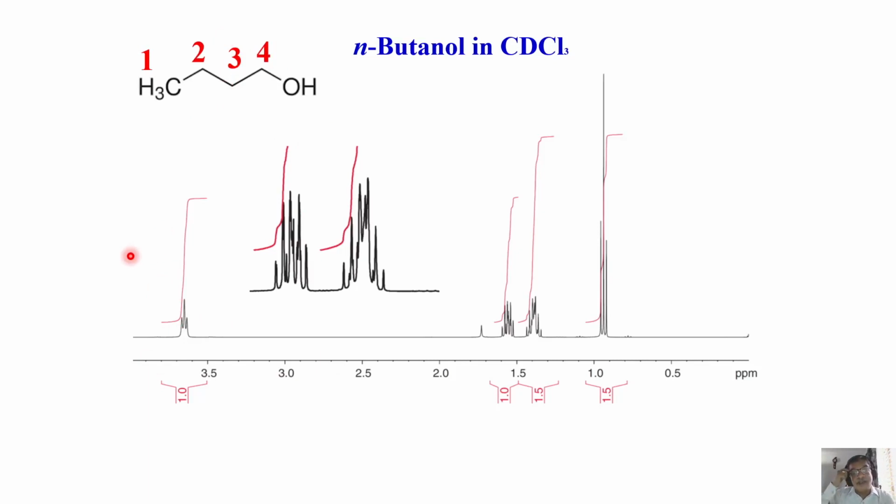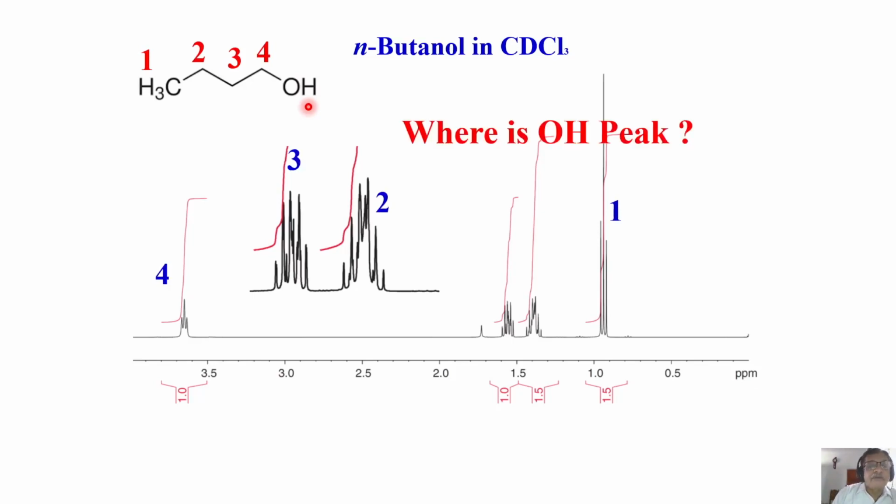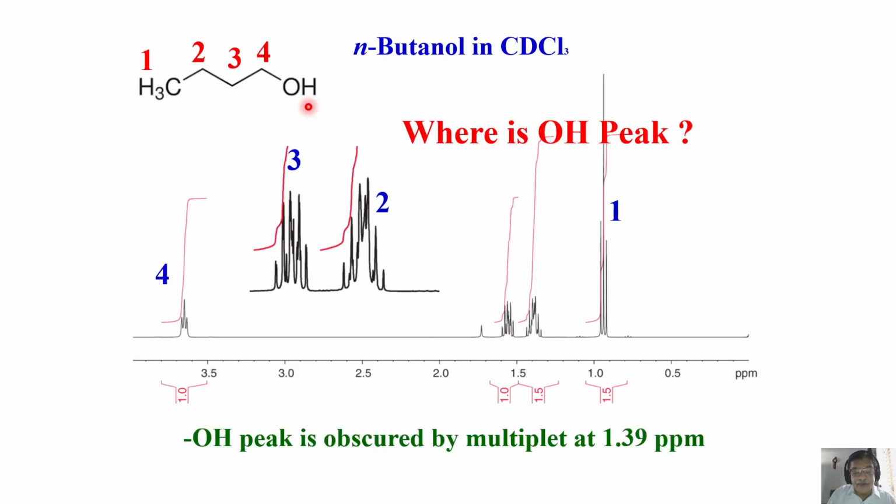Now my question is, we have 5 groups of protons including OH. Where did that OH go? I assign this 1, 4, 2, 3. Now the question is, where is OH? It must be there somewhere in the spectrum. Sometimes what happens, the OH peak is obscured by the multiplet at 1.39 ppm.